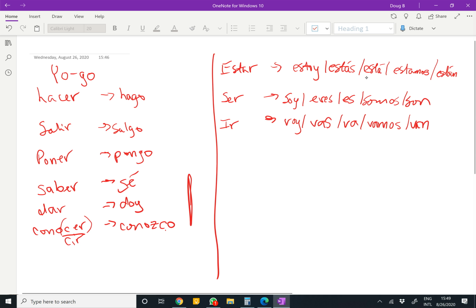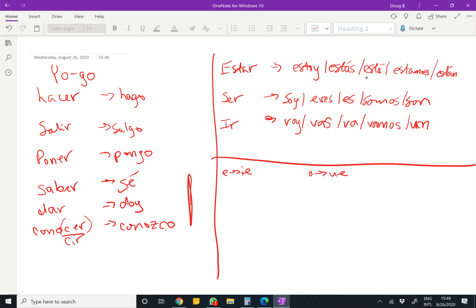And the other ones are stem-changing verbs. So in Spanish, we have three types of stem-changing verbs. We have E changes to IE, we have O changes to UE, and we have E changing to I. E changing to IE will be like preferir. O changing to UE will be volver. E changing to I will be vestir, right? So preferir would be yo prefiero. That E changes to IE.